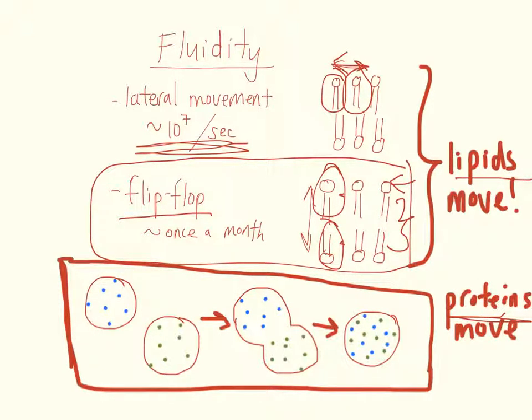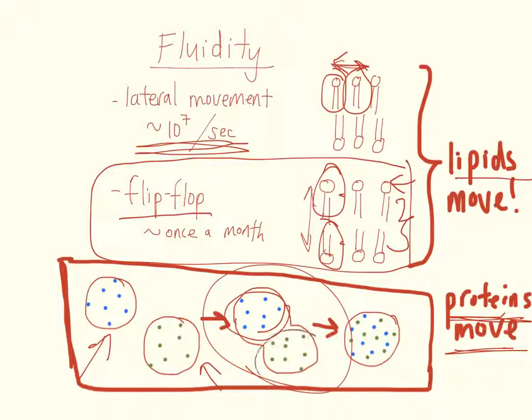Now, proteins, they also move. And there's actually a very clever experiment that they did to show this. What they did was they had a mouse cell and a human cell. And they fused these cells together, forming a hybrid cell. And they paid close attention to where the mouse proteins and the human proteins were. And what they saw was that after an hour, the mouse and human proteins were all mixed together and interdispersed within this single hybrid cell. So proteins also move.